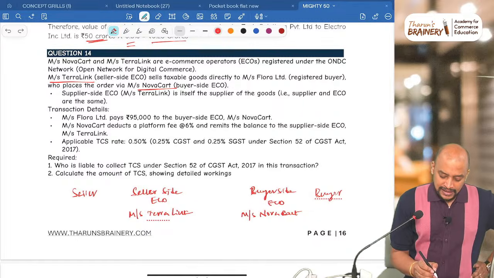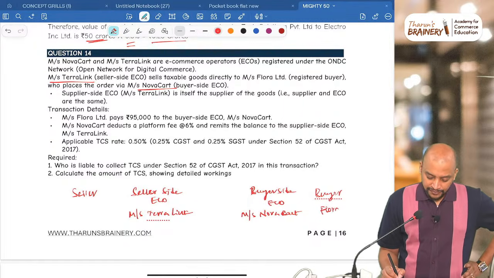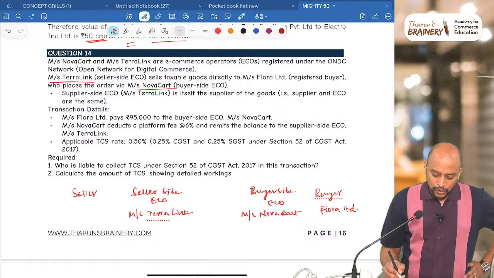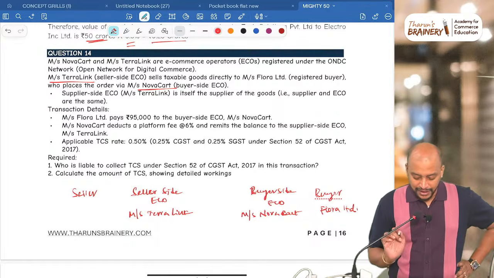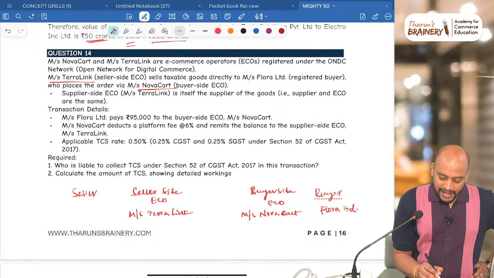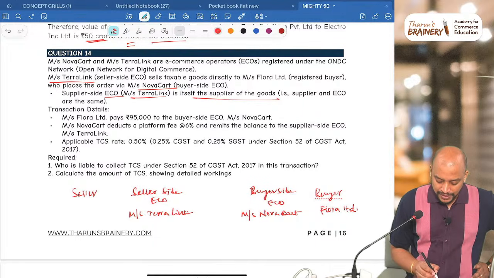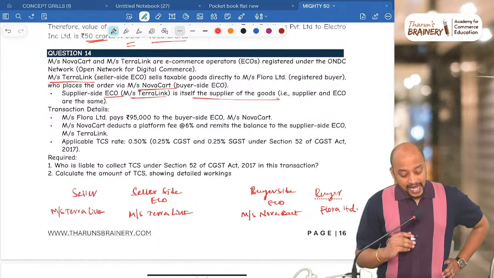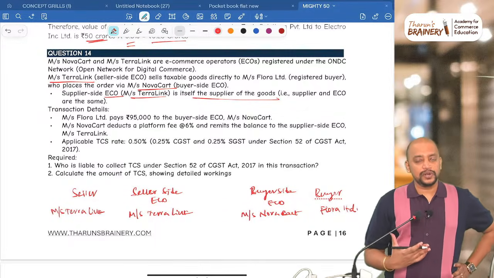Now what happens? The buyer is Flora Limited. Flora Limited is the buyer who places the order, and that order is transferred to TerraLink. TerraLink will take the product from the seller and deliver it to the buyer. Now, the supplier side e-commerce operator, TerraLink itself, is the supplier of the goods. So who is the seller? TerraLink. TerraLink is the supplier as well as the supplier side e-commerce operator. Both are the same.